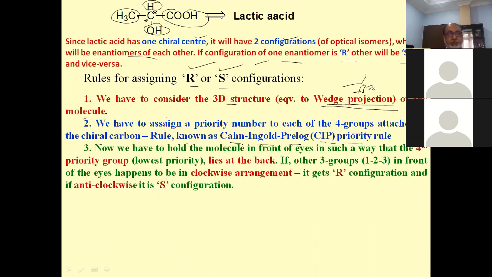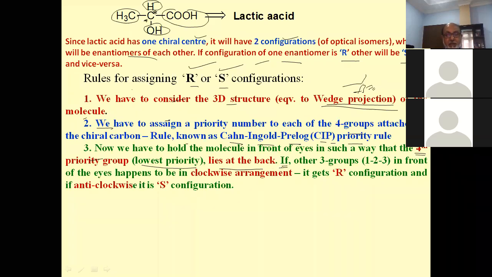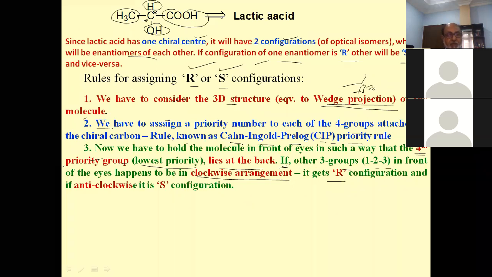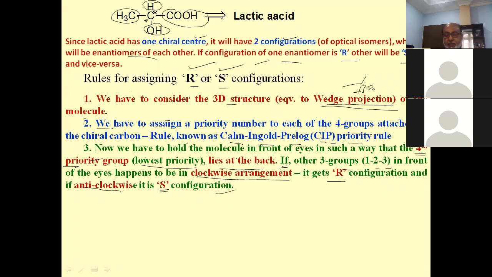Coming to the next step, what you have to do? We have to hold the molecule in front of our eyes in such a way that the fourth priority group, which is the lowest priority group, lies at the back of your vision. Then, if you find that the other three groups, that means 1, 2, 3, in front of the eyes happen to be in clockwise arrangement, it gets R. If it happens in the anti-clockwise arrangement, then it gets S. So that is the simple thing.